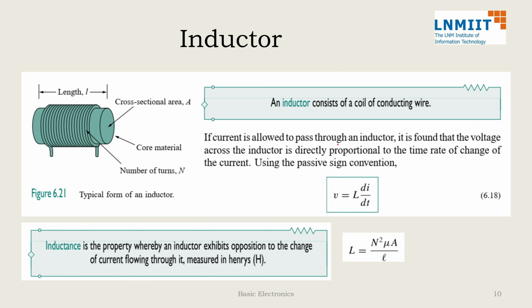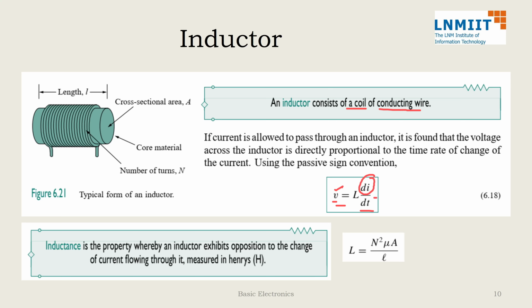Now let us talk about the inductor. An inductor is basically a coil which will conduct the current. For inductors, the voltage and current relation is V is equal to L di by dt. In inductors, the current is the quantity which will not change abruptly or immediately.